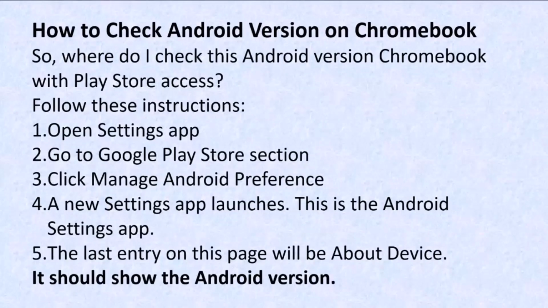One, you open the Settings app. You go to the Google Play Store section. You click Manage Android Preference, and a new Settings app launches. And this is the Android Settings app, and the last entry on the page will be About Device. It should show the Android version.